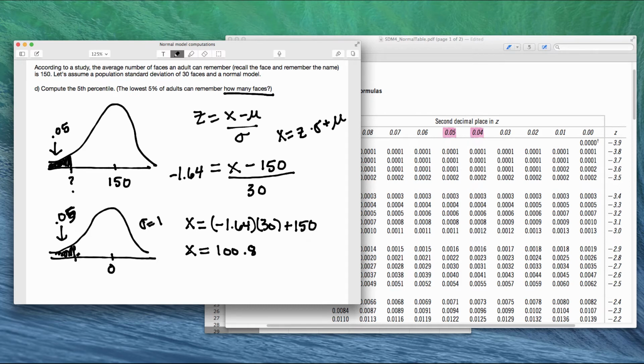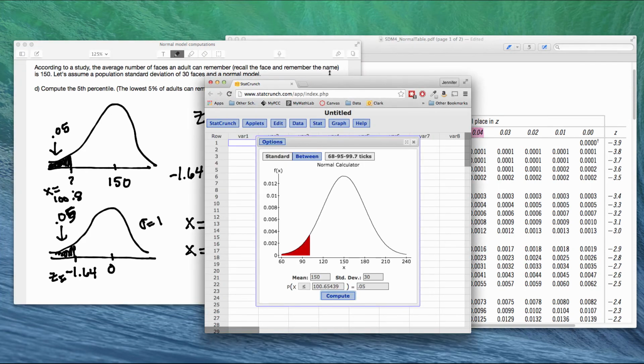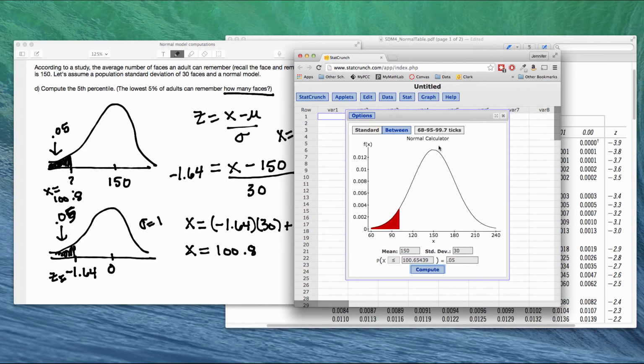So what I just found, I'm going to fill this in. Negative 1.64 was the z-value that I used. x is equal to 100.8. So the lowest 5% of adults can remember about 101-ish faces or fewer. Now, what does this look like on StatCrunch? I had to do a little bit of algebra and solve. StatCrunch will make this go a little bit faster.